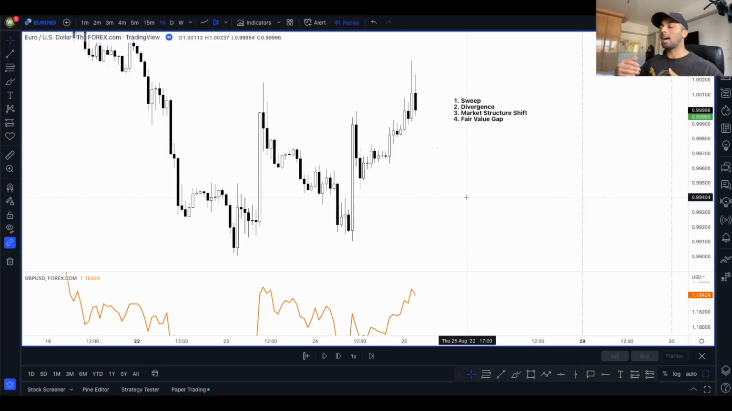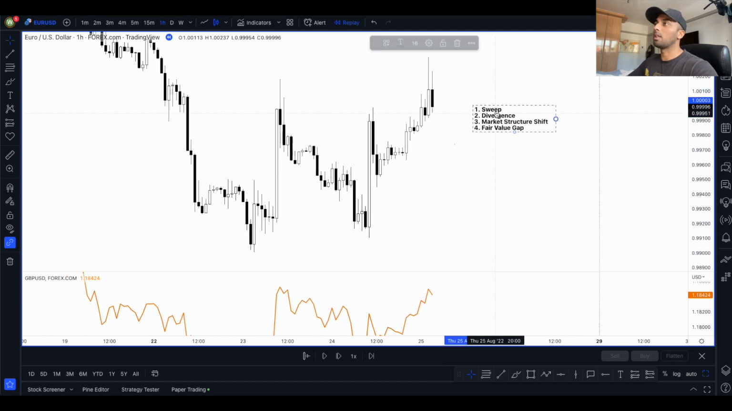Okay, so guys, now let's get straight into it. As you can see here, I've brought up the chart of Euro US dollar and the pound US dollar. Now I was trading both of these pairs at the time, and you can see my trade plan was very simple. I've written it down here for you guys: sweep, divergence, market structure shift, and fair value gap.